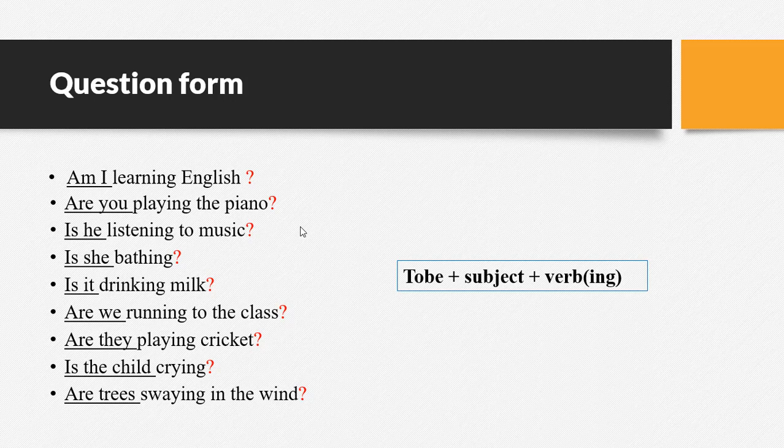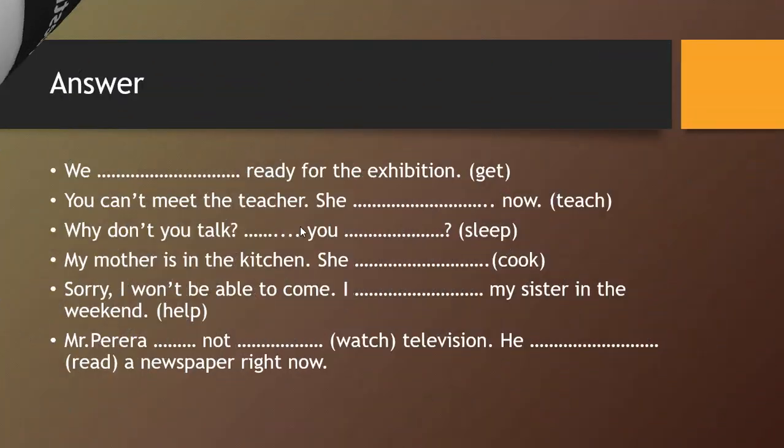Let's see whether you can answer some questions. We have to fill the blanks. They have given you the infinitive form of the verb at the end of each sentence. Make the sentence a present continuous one. We is a plural subject. You have to use the be verb are. What is the verb? Get. You have to make it an ing. We are getting ready for the exhibition.